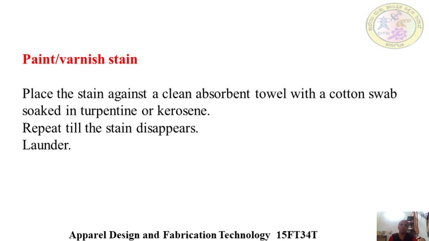Paint or varnish stain. Place the stain against a clean absorbent towel with a cotton swab soaked in turpentine or kerosene. Repeat till the stain disappears and then launder. So for the paint or varnish stain, you have to use turpentine or kerosene to remove the paint or varnish stain.